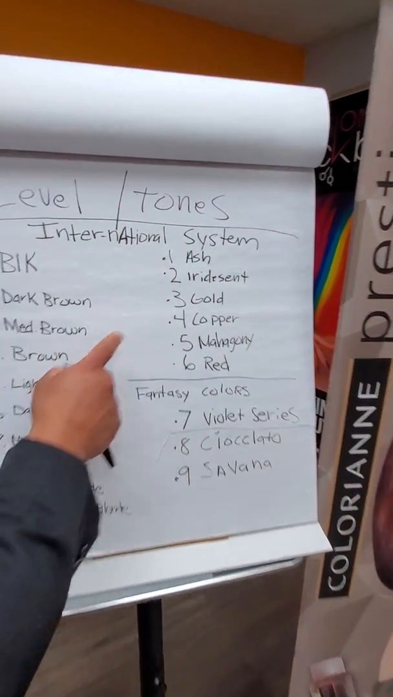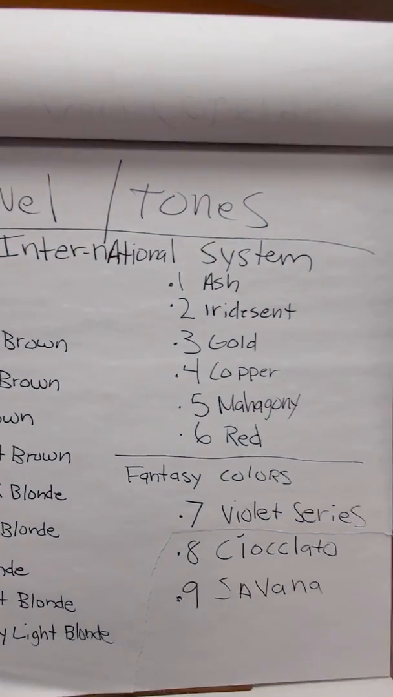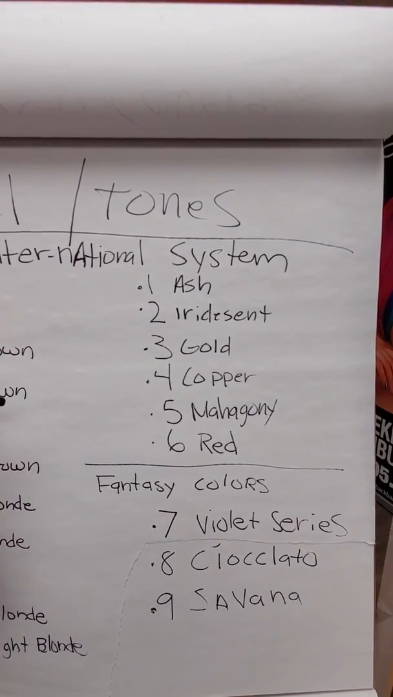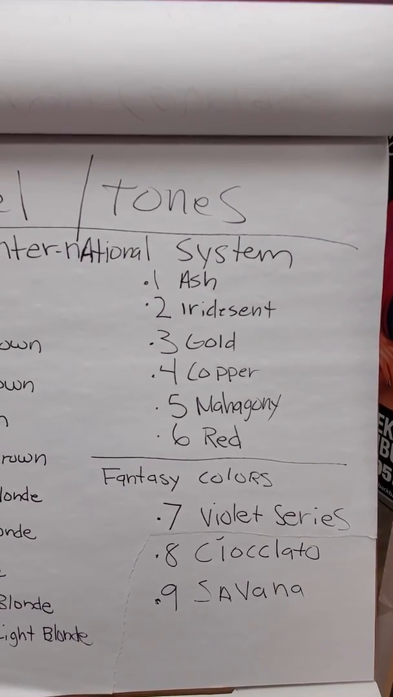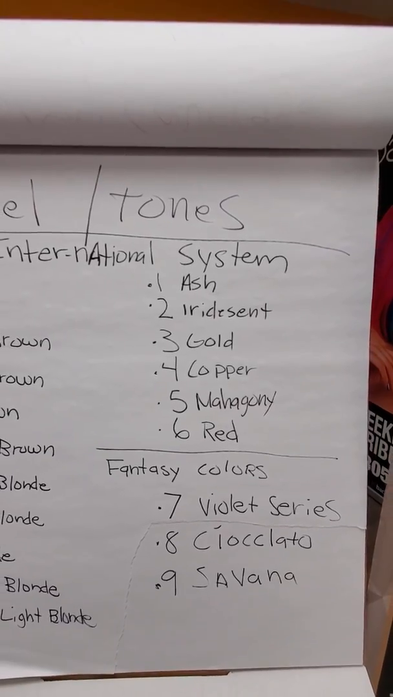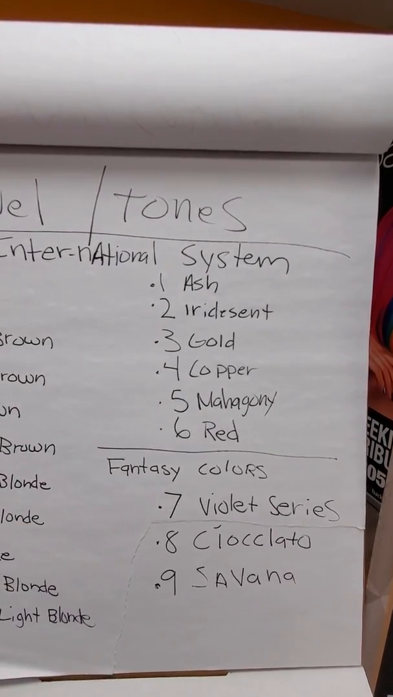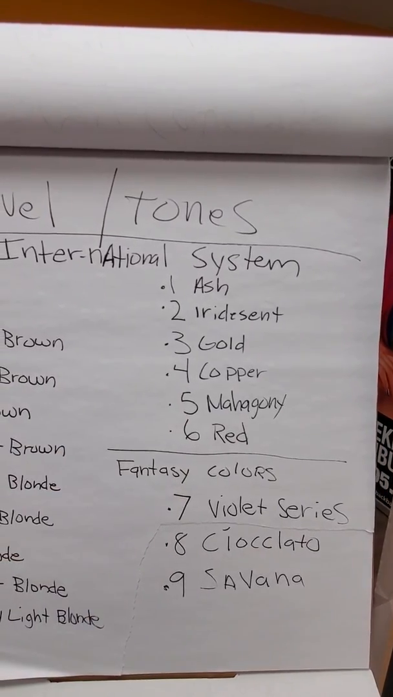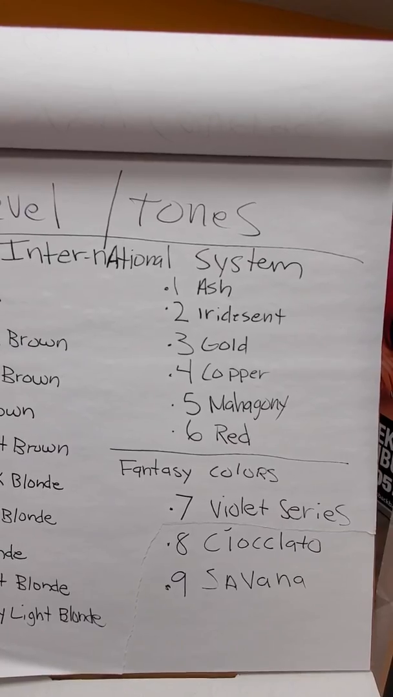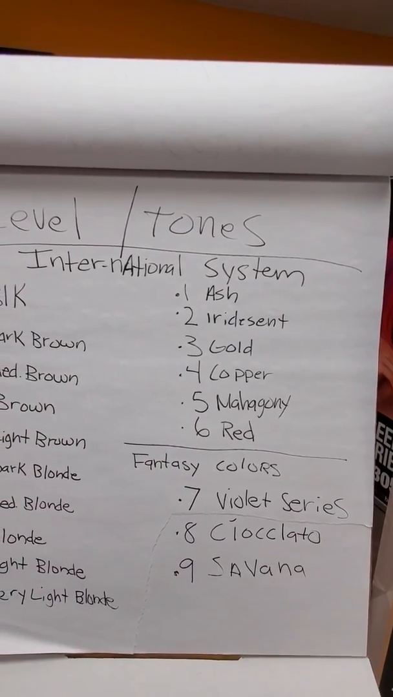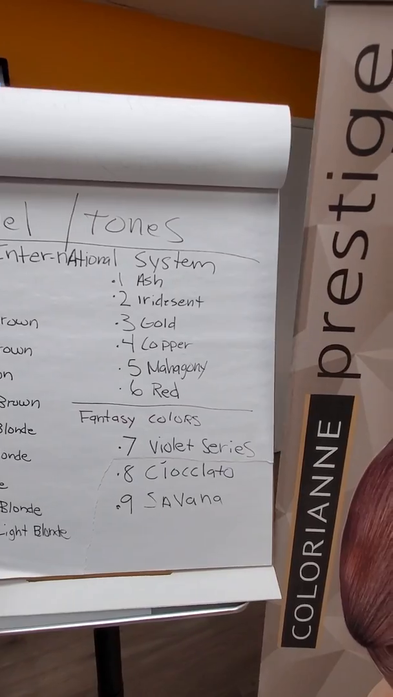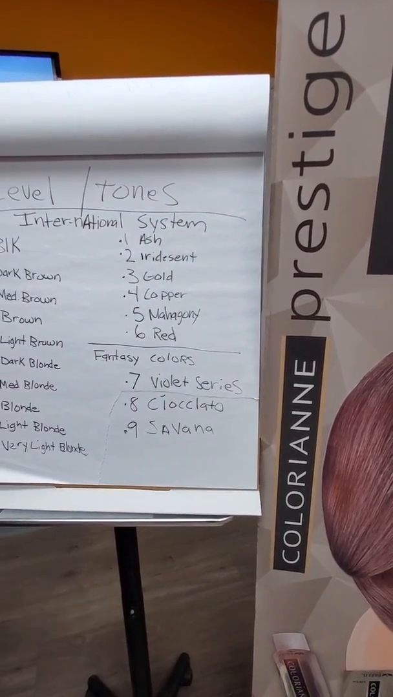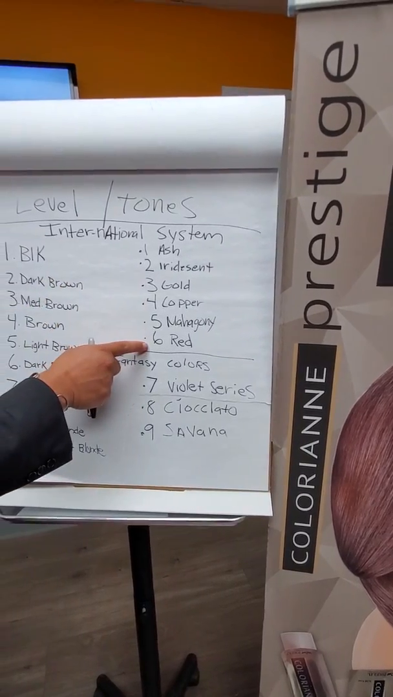Moving forward to the tones. The tones are going to be from 1 through 6. Point 1 is going to be ash. Point 2 is going to be iridescent. Iridescent is the violet that you find in a pearl. Point 3 is gold. Point 4 is copper. Point 5 is mahogany, kind of like a red wine burgundy. And point 6 is red. And many of the colors in the International System, they will always respect 1 through 10 and 1 through 6.